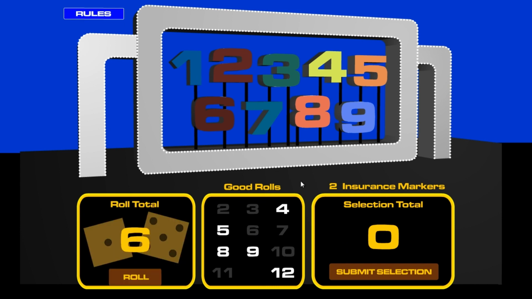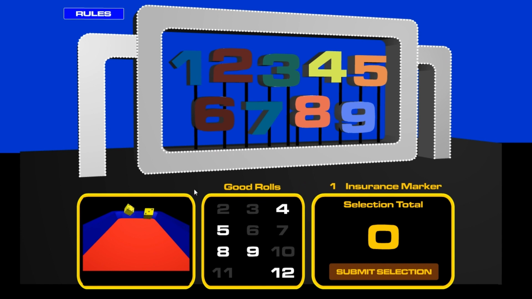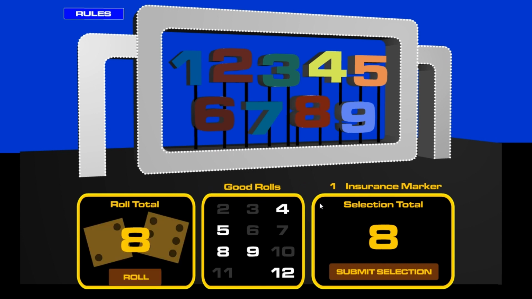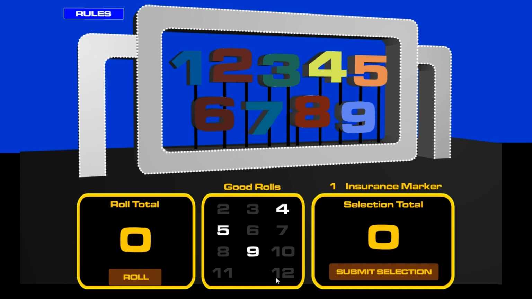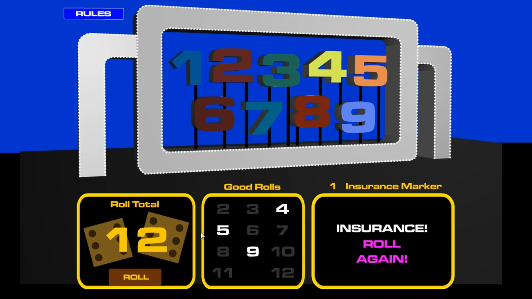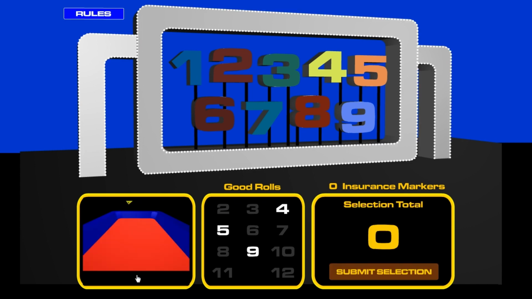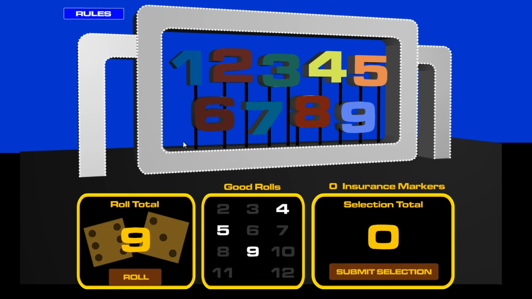Okay, next roll is a 6 again. There goes one of the insurance markers. Next roll is an 8. And final roll is a 12. Well, there goes that insurance marker. Yep, there goes for sure. And there's a 6. Another chance. Let's see a 9. There it is.